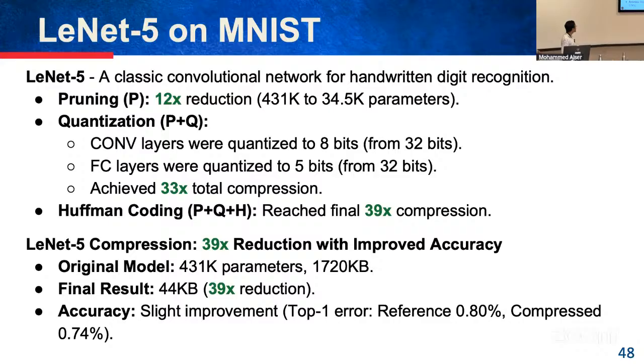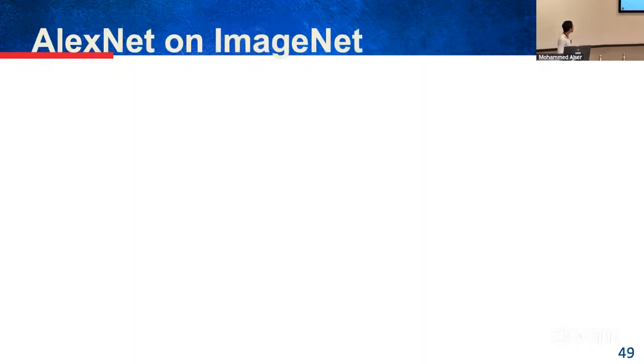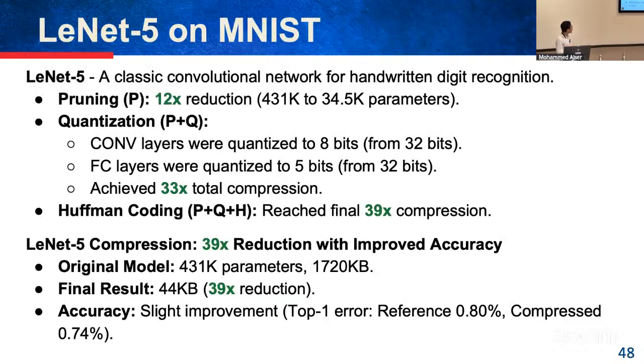As we can see from here, convolution layers were quantized to 8 bits as opposed to 5 bits. This is because convolution layers are sensitive and they carry important information, as opposed to the fully connected layers, which have more redundant information. The fully connected layers were quantized to 5 bits. After this, the total compression achieved was 33x, and after applying Huffman coding, the final compression went to 39x.